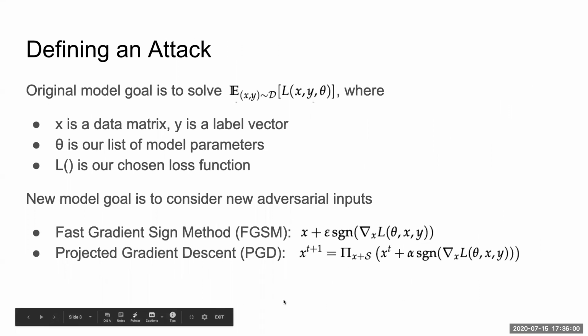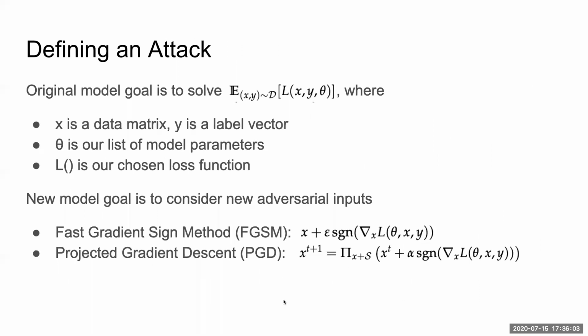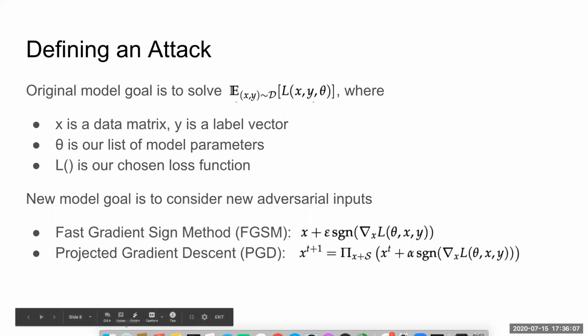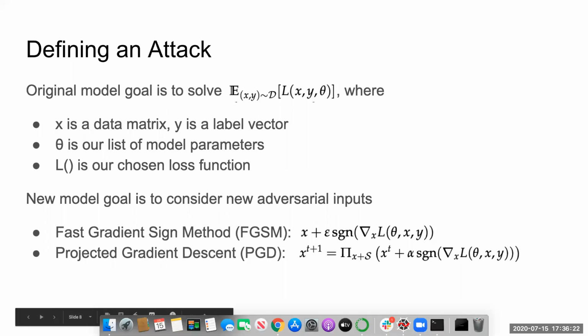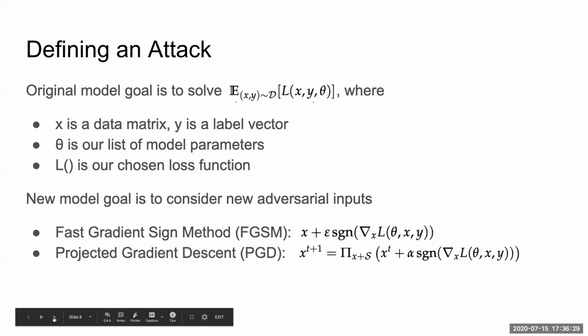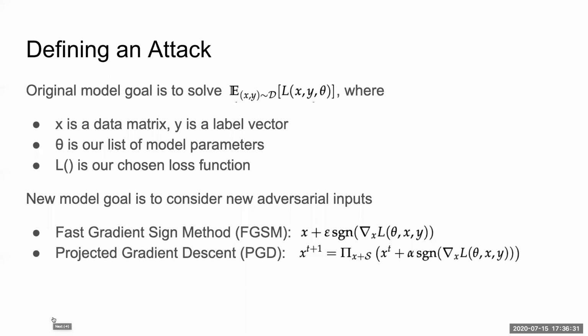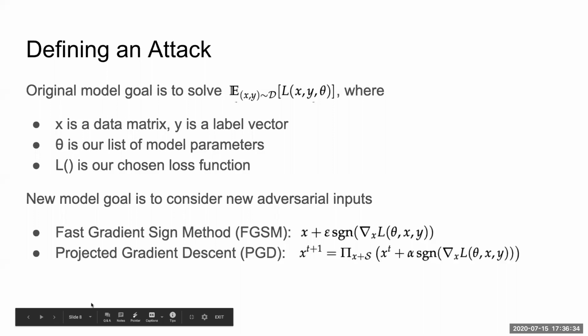And so let's just briefly dive into the math behind our attack definition. Originally in a model, we want to minimize the expectation of the loss, where the loss is defined as a function of three parameters: one of those being our data matrix, the other being a vector, and then theta being our list of model parameters. Obviously, the networks that we've built in Fellowship AI are a lot more complex than that, but that's the mathematical simplification. And the L function is our chosen loss function. So that's our original model goal.